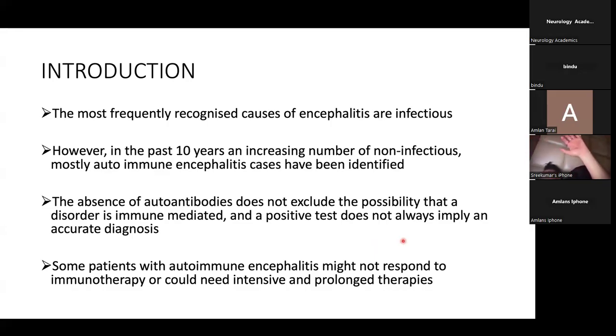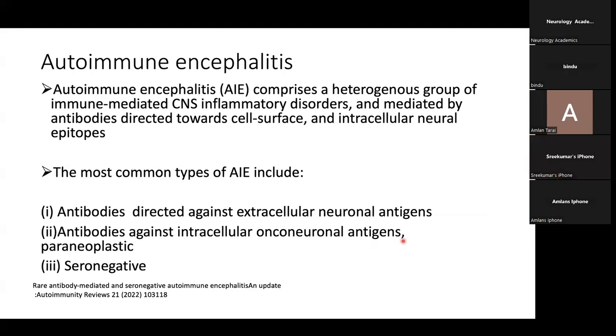Now come to the definition of autoimmune encephalitis. Autoimmune encephalitis comprises a heterogeneous group of immune-mediated CNS inflammatory disorders that are mediated by antibodies directed against cell surface or intracellular neuronal antigens.